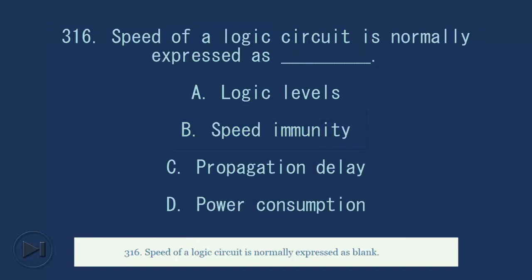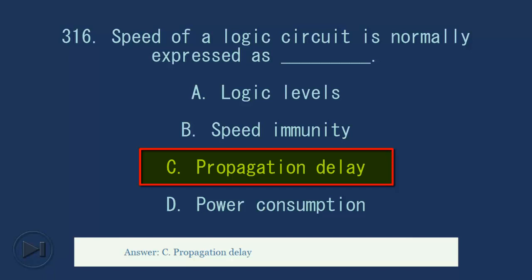316. Speed of a logic circuit is normally expressed as blank. A. Logic levels. B. Speed immunity. C. Propagation delay. D. Power consumption. Answer, C. Propagation delay.